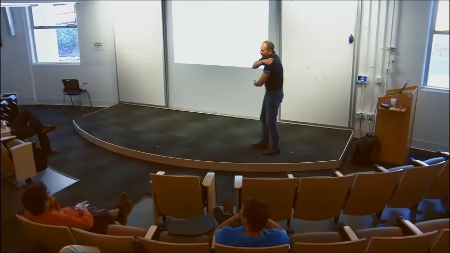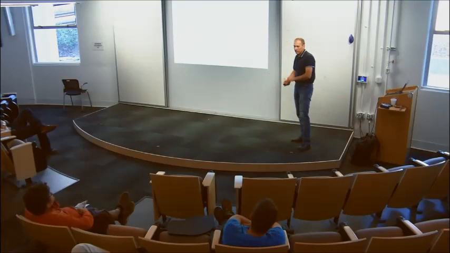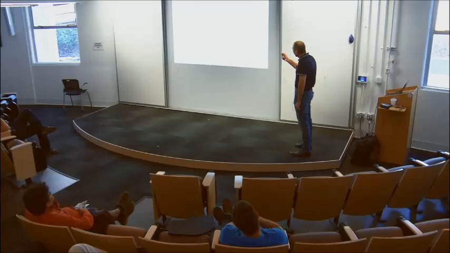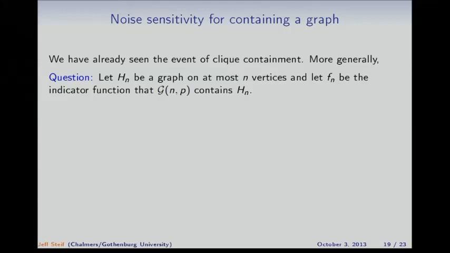Okay. So the next event I want to look at is graph containment. One of the things we talked about earlier was containing a clique, whether a graph contains a clique. But you can start asking, does it contain a given graph? So we've already seen the event of clique containment. More generally, let H_n be a graph on at most n vertices, and let f_n be the indicator function that your Erdős–Rényi graph contains H_n. Before, we looked at H_n being a clique of the appropriate size, log base 2 of n, or whatever it was. And we ask, is this event noise sensitive? So again, it would mean that if I know whether a graph contains H_n to begin with, and after I do the tiny perturbation, do these become asymptotically independent?